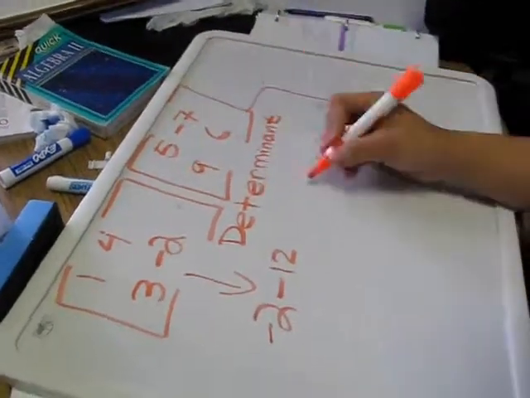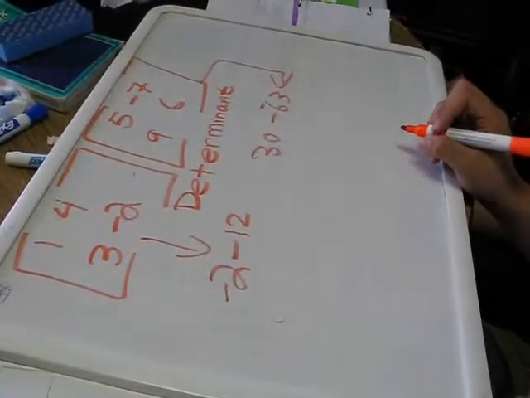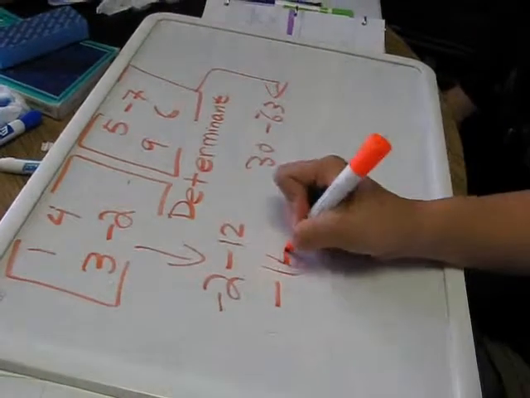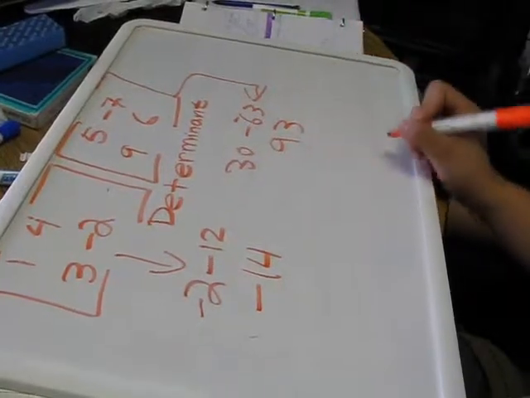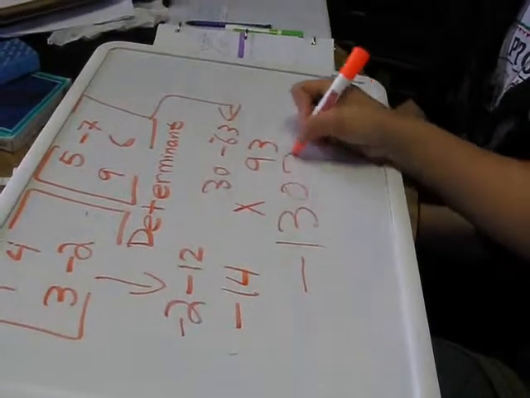And this one. 5 times 6 is 30. 9 times negative 7 is negative 63. So when we simplify, negative 2 minus 12. And now we multiply them. We get negative 1,302. Yay!